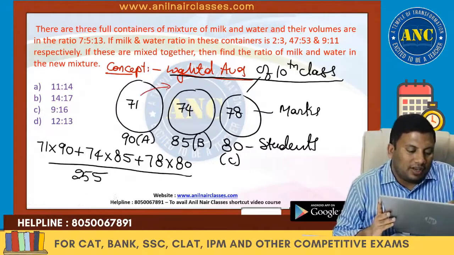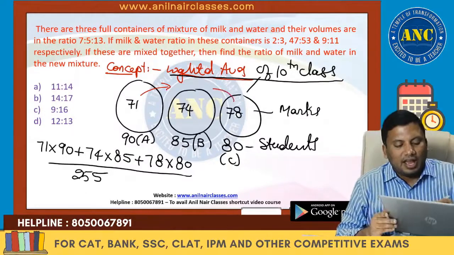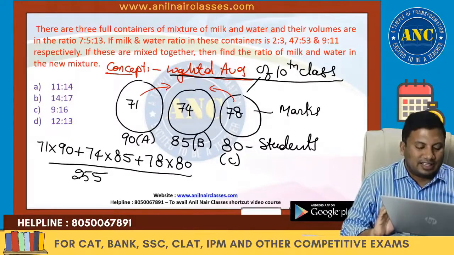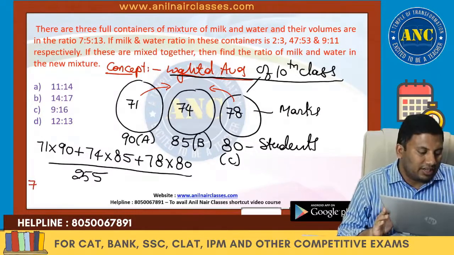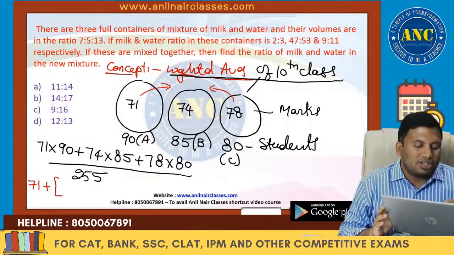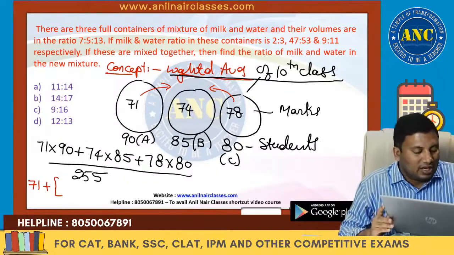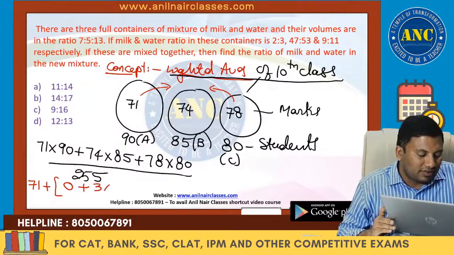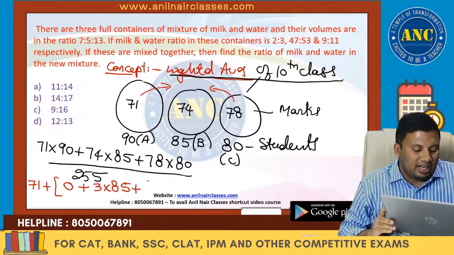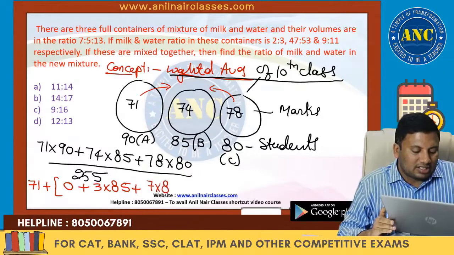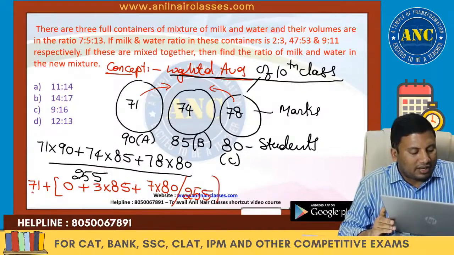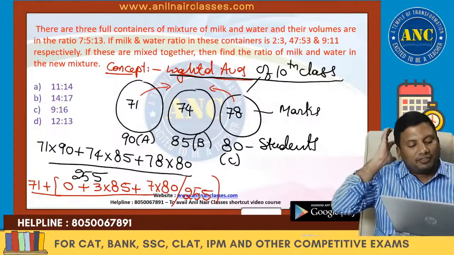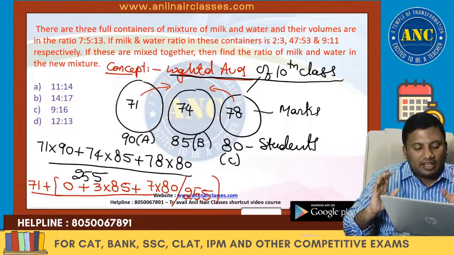Average is always greater than the lowest value. Average is always less than the highest value. So 71 plus, average is always greater than the lowest value. 71, 71, deviation is 0. 74, 71, it is 3 into 85. 78, 71, deviation is 7 into 80 divided by 255. Whatever the answer that you get after simplifying, that is the weighted average of the entire class.